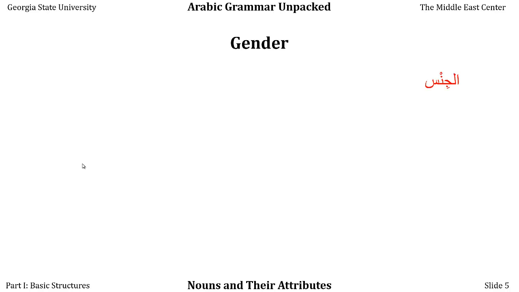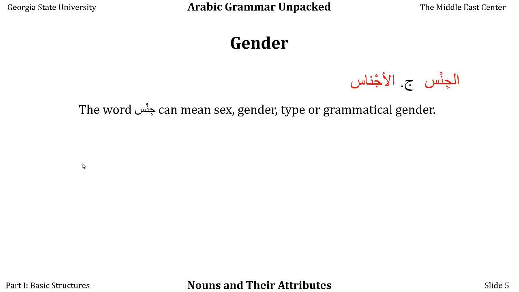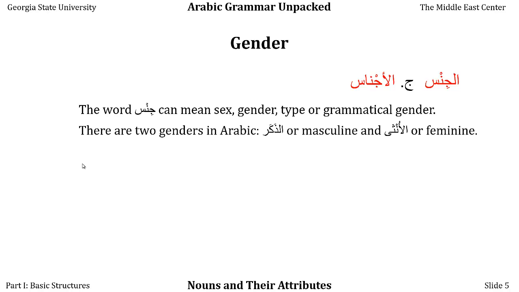Let's begin with the most important one, gender or jins. The plural is al-ajnas, although it's not very often used. The word jins can mean sex or gender or even type or kind of something, or also grammatical gender. Arabic makes no distinction between sex and gender, which leads to a lot of confusion when we talk about gender roles in English. But as far as grammar is concerned, Arabic has two genders, al-dhakar, or masculine, and al-untha, or feminine.